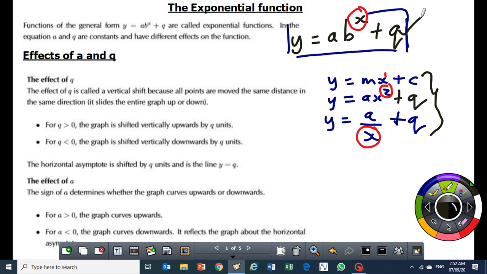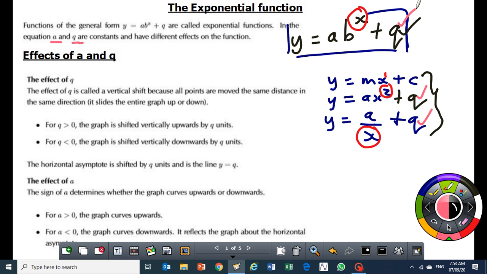Now, the two constants, that is the a and the q, have got an effect on the graph. The q represents vertical shift. We know that. So this q and that q all represent the vertical shift. Remember I told you that in grade 10 there is no horizontal shift, it's only vertical shift. In this grade there is no horizontal shift either, it's only vertical shift. If q is greater than 0, the graph goes up. If q is less than 0, the graph goes down. I've told you about that before. That's not a new concept.